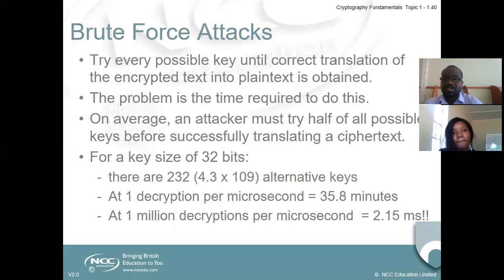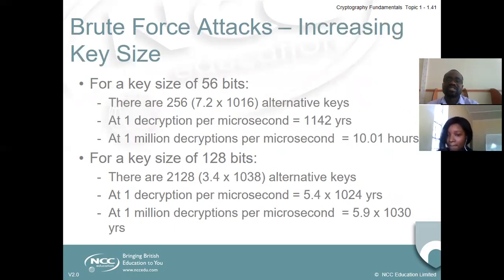At 1 decryption per microsecond, it takes 35.8 minutes. At 1 million decryptions per microsecond, it takes 2.15 milliseconds for a brute force attack. Increasing the key size: for a key size of 56 bits, there are 2^56, which is 7.2 × 10^16 alternative keys. At 1 decryption per microsecond, that is 1142 years. At 1 million decryptions per microsecond, for a key size of 128 bits, there are 2^128, which is 3.4 × 10^38 alternative keys.